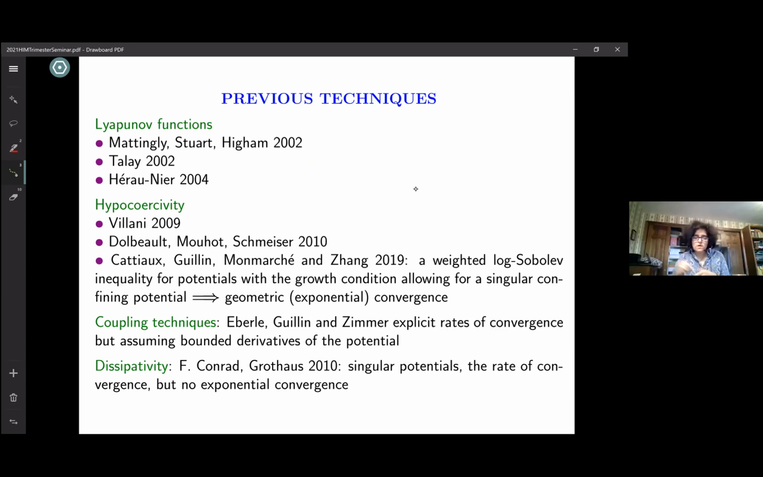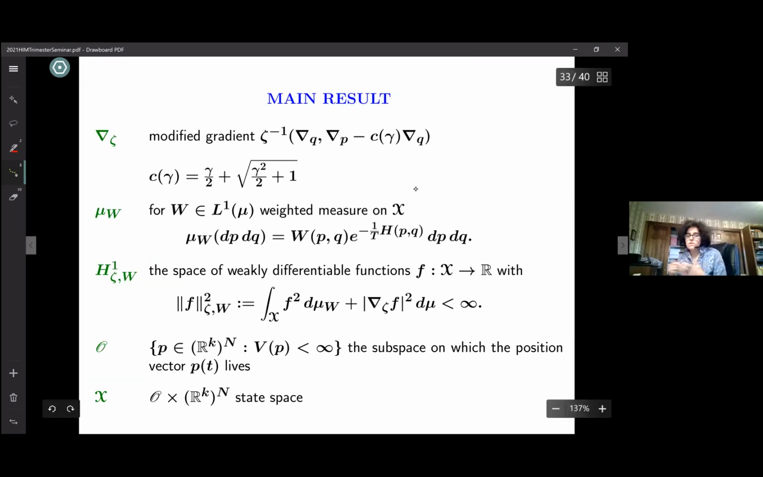There is also work of Eberle with co-authors, also giving explicit rates of convergence, but they assume bounded derivatives of the potential, or the Hessian being bounded, which rules out the potentials that we're interested in and that we can tackle. So this looks horrible, so let's not pay too much attention to this. The main thing here is here.